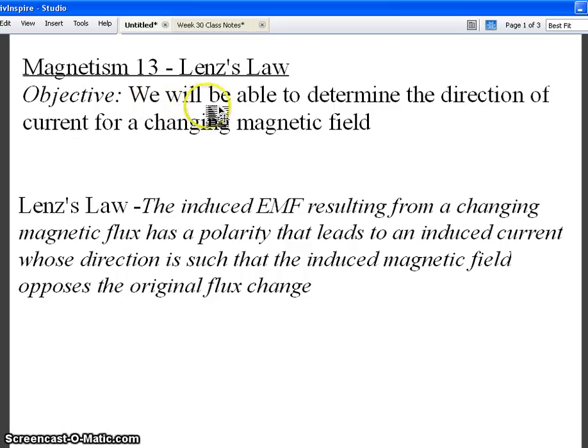Today, we will be able to determine the direction of current for a changing magnetic field.